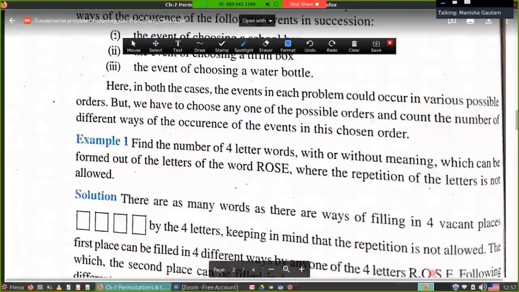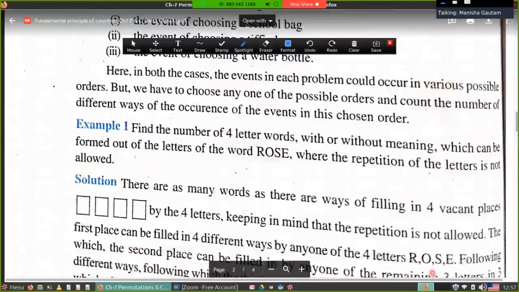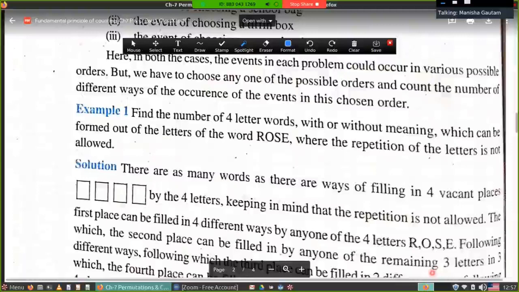In the example first, you can study about this fundamental rule of counting. Read the example number first. Above the example number first, an explanation of the tree diagram is there. You can read that concept also. I have explained it to you in detail.